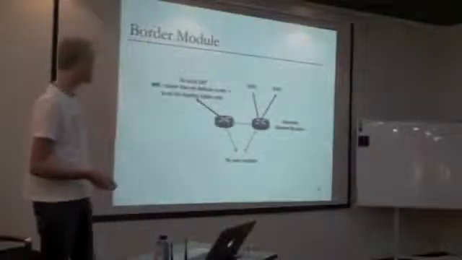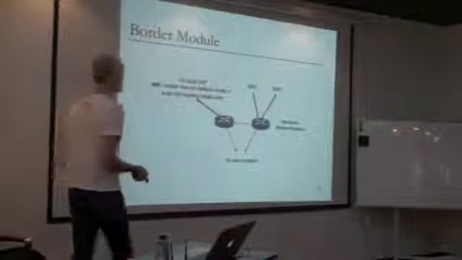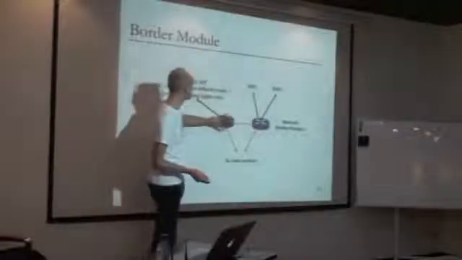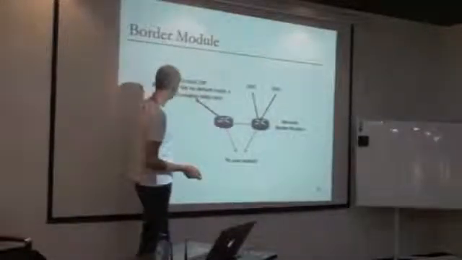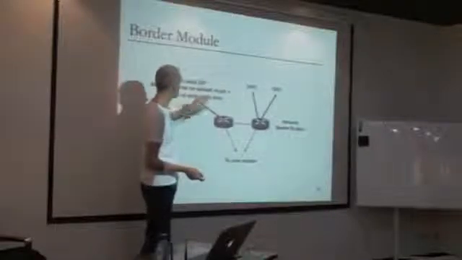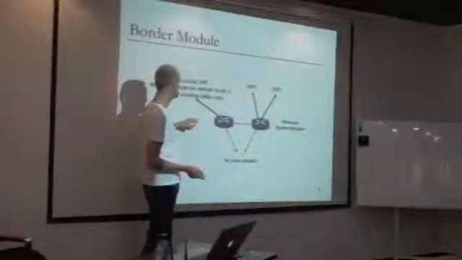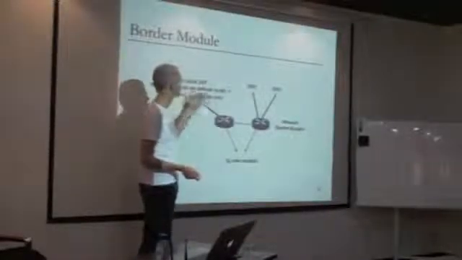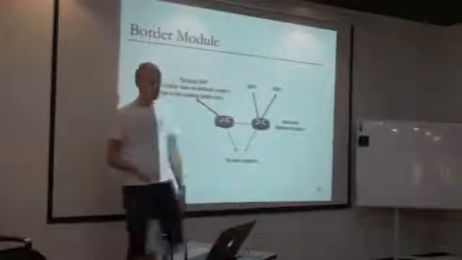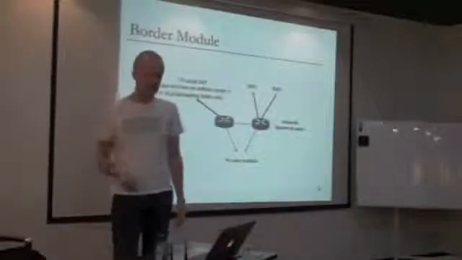Border module, so again the border routers, connecting to different ISPs, connecting to the local exchange point. Make sure the router has no default route, no full BGP table, only carry the local routes on here. So the border module could look like that.